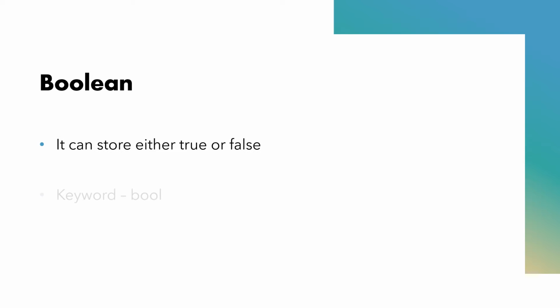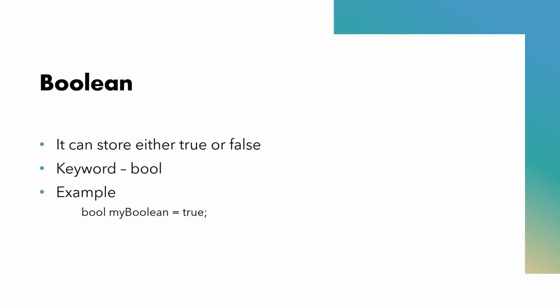Boolean variable is one of the most frequently used variables. It can store only two values, that is either true or false. We use bool keyword to declare Boolean variables in our programs.